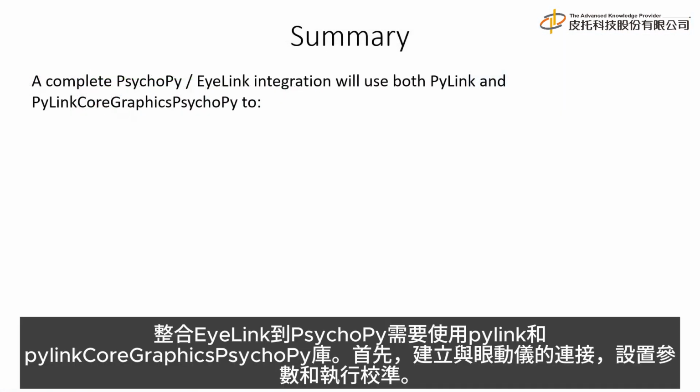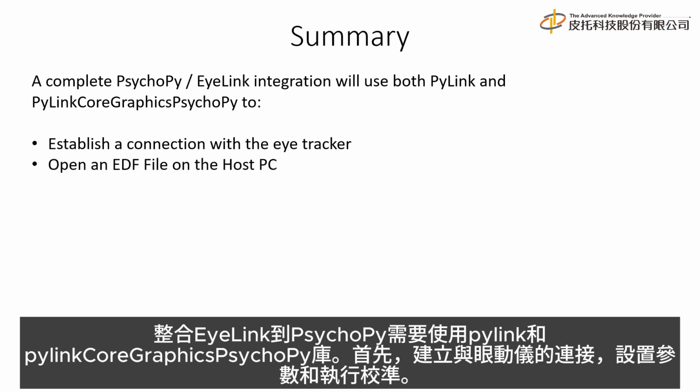So, to summarise quickly, a comprehensive EyeLink integration in PsychoPy involves using both PyLink and the EyeLink Core Graphics PsychoPy libraries to perform the following tasks. First, the pylink.EyeLink function is called to establish a connection with the eye tracker. This function returns a tracker object that contains methods that will be used to handle the communication between the PsychoPy script and the EyeLink system.